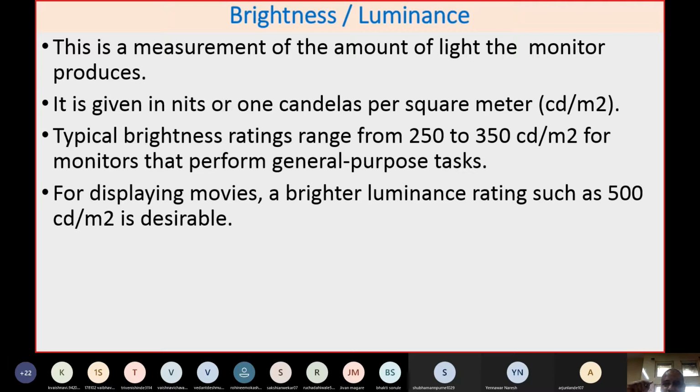So this is the measurement of light. This is the measurement of the amount of light the monitor produces. Normally, it is given in nits or candelas per square meter. Our expected brightness rating should be 250 to 300 candela per square meter. And if you want a better picture, or just for movies, you need very bright luminance, and the rating required is almost 500 candela per square meter. Now you'll find that because of HD and UHD TV, far better brightness and luminance controls are there when compared with the old type of monitors.